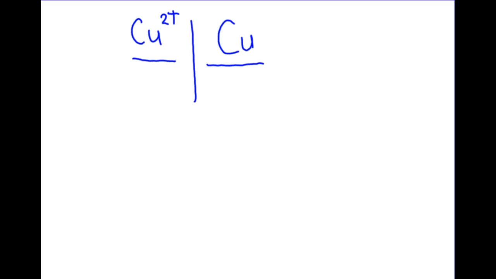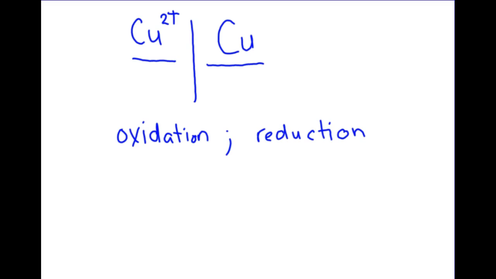When we write out both the oxidation and the reduction notation, we always write the oxidation half cell first, and the solution and the electrode positions are reversed. The reduction half reaction notation is written second.